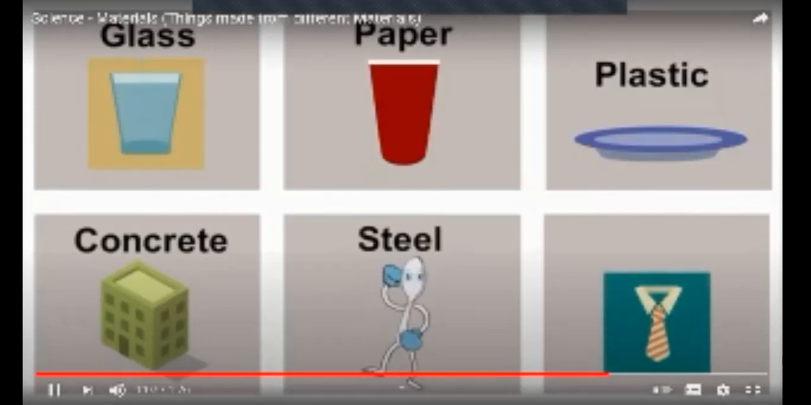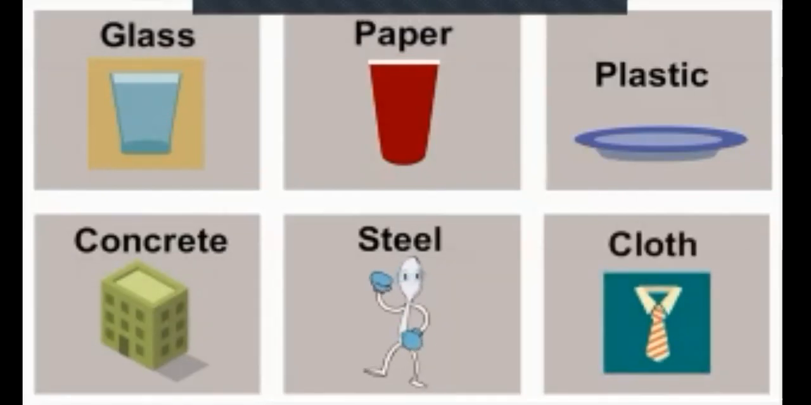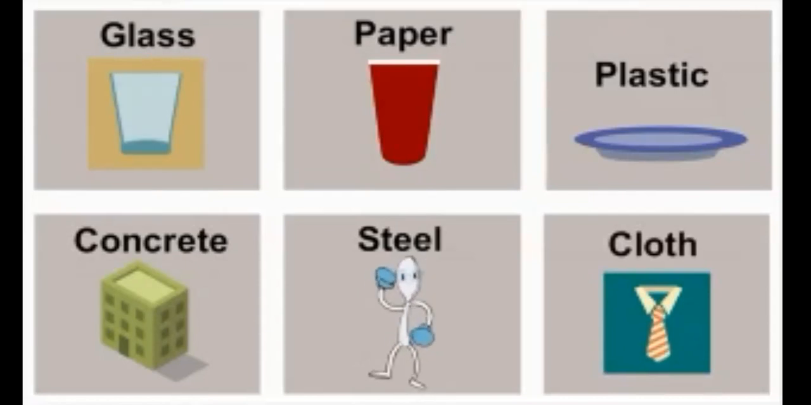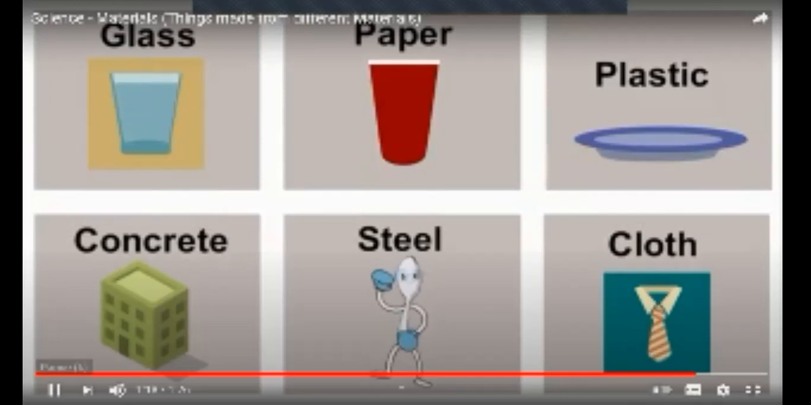And then a tie. A tie is made out of cloth. Your shirt, your pants, your dresses, and so many other things are also made out of cloth. So there are many other materials as well. Let's learn.